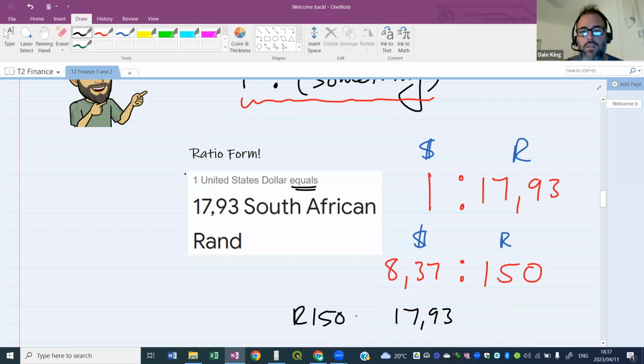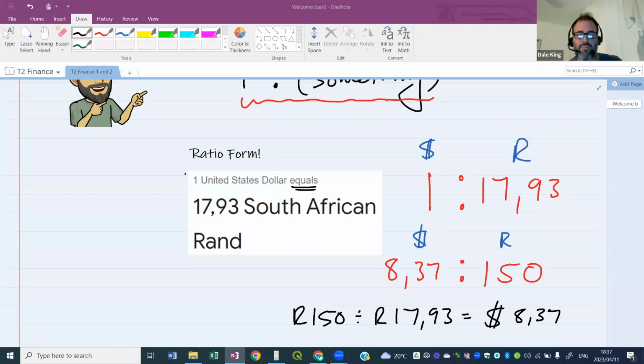150 Rand divided by 17 Rand equals 8,37 US dollars. All right, good job. Okay, well done. Well done, guys.